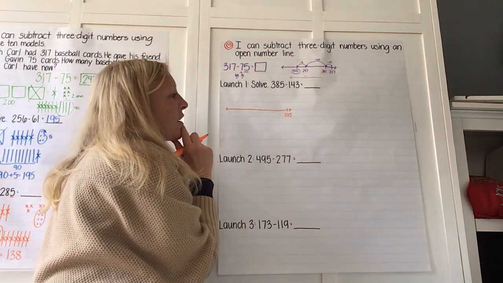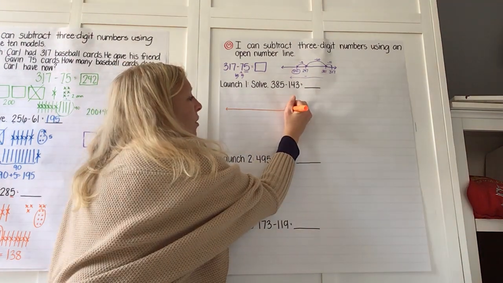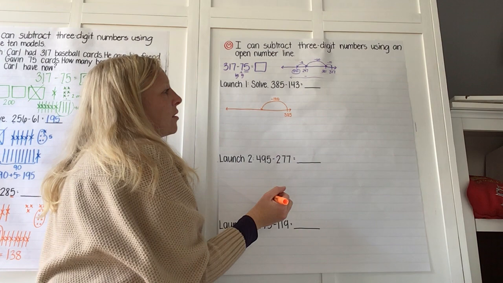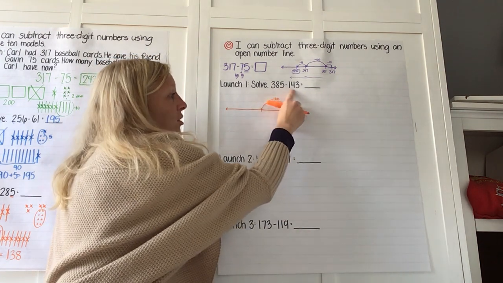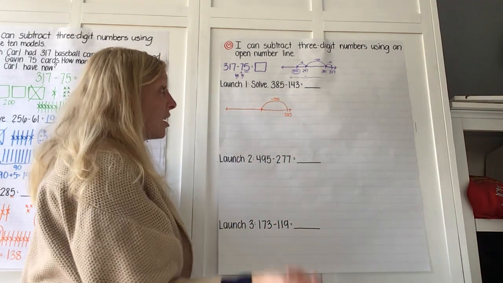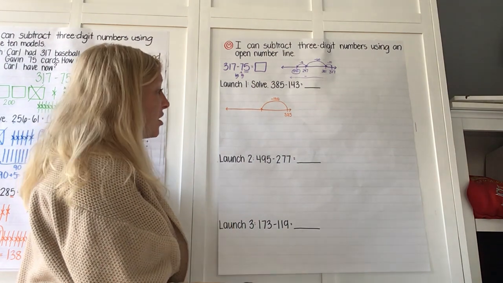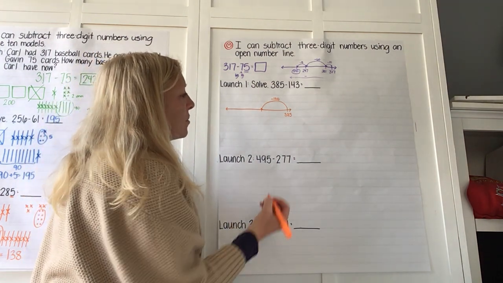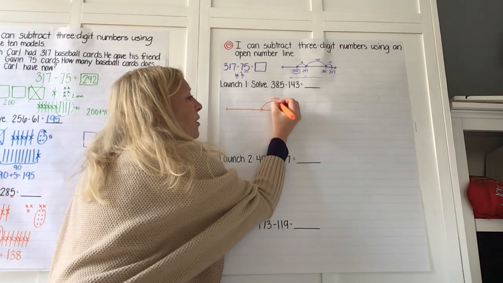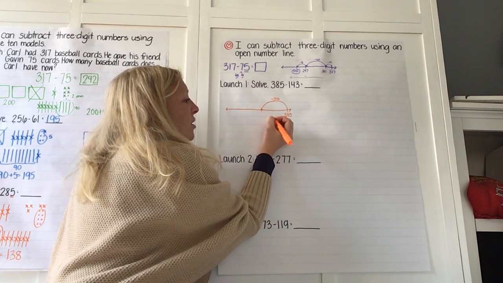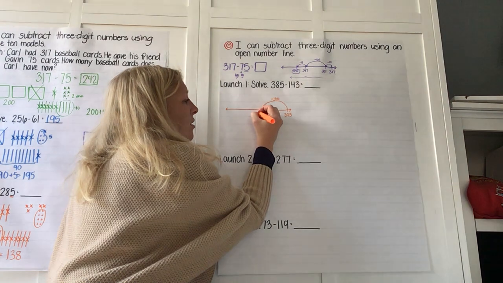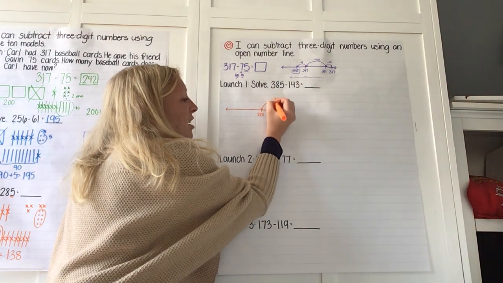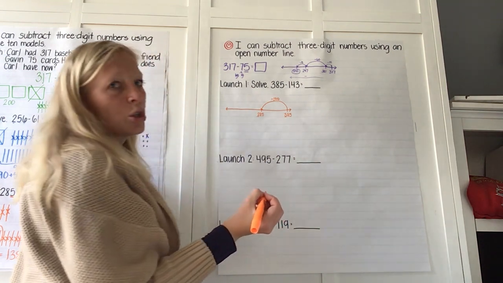All right, so what are you going to do first? Why are you making a big jump of 100? Okay? So when you're taking away 143, you can chunk it up into hundreds, tens and ones. This time you're going to take 100 and then your tens and ones. So what place is going to change? Your 100. So what's your jump? Where are you going to land? 285. So 300, take away 100 equals 200.